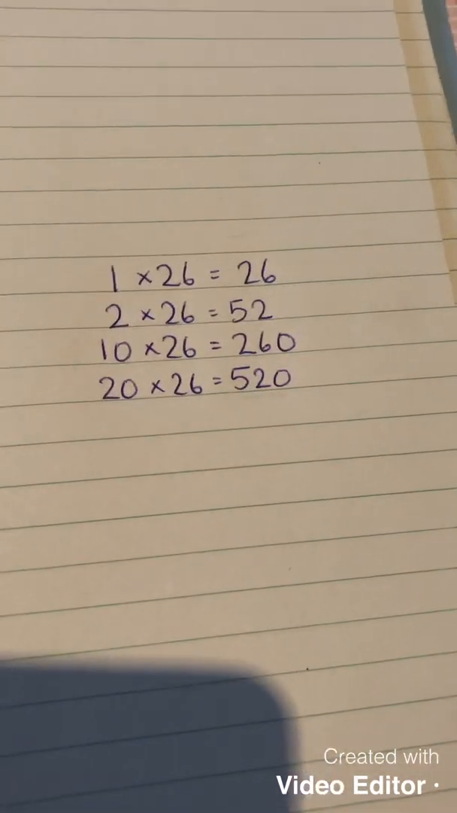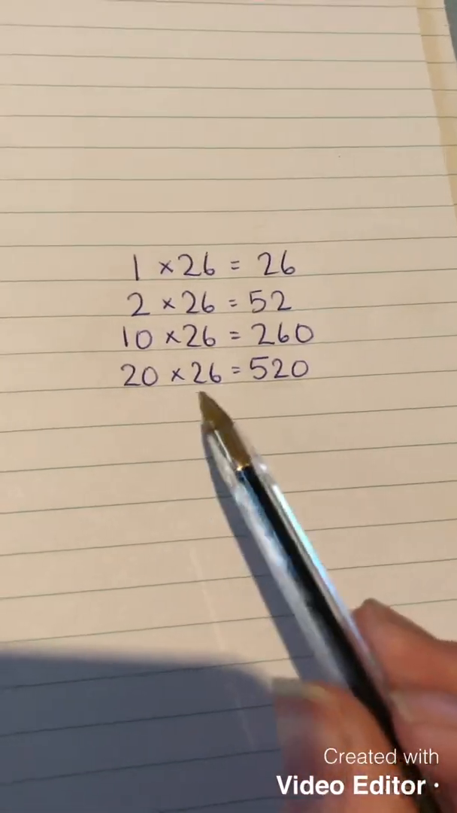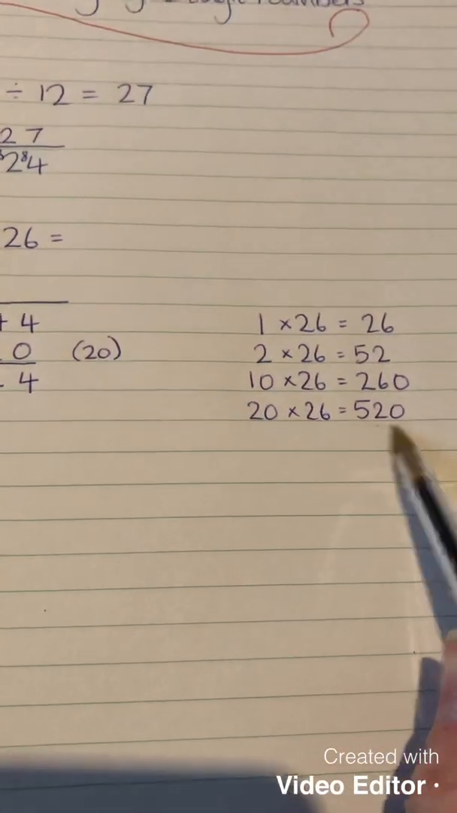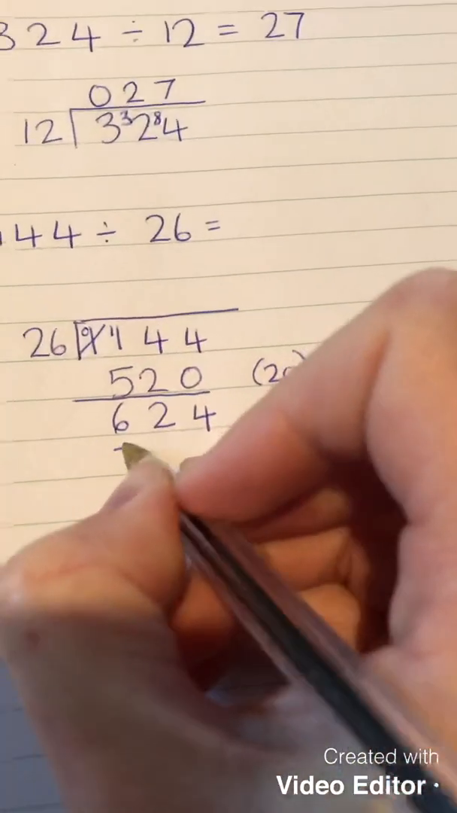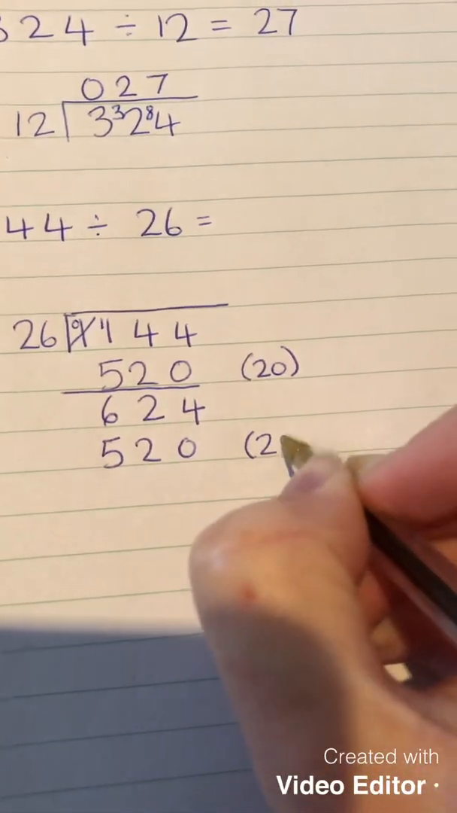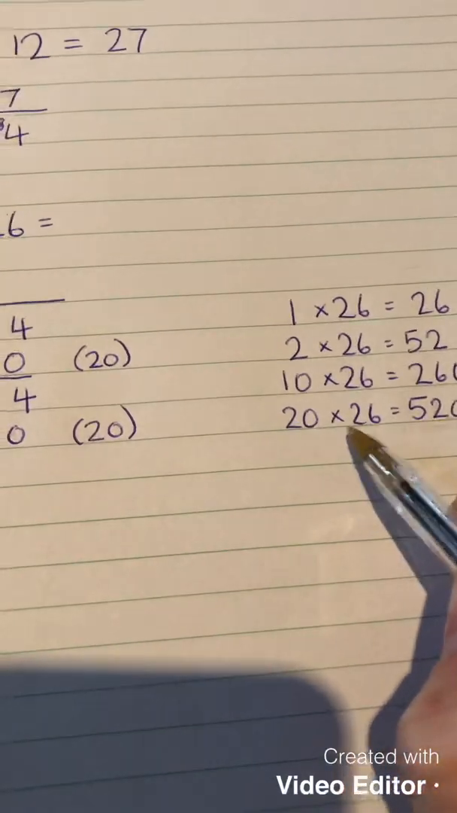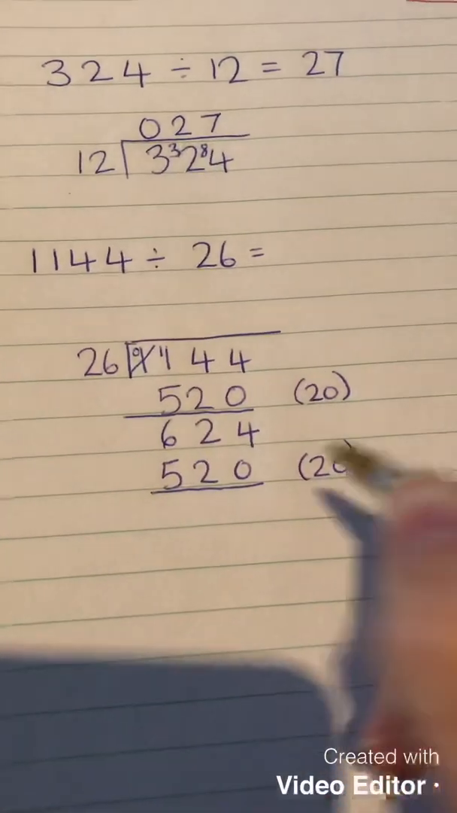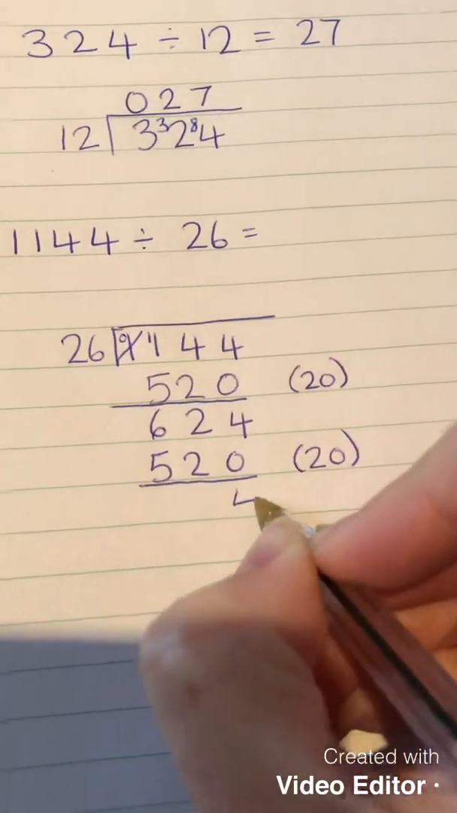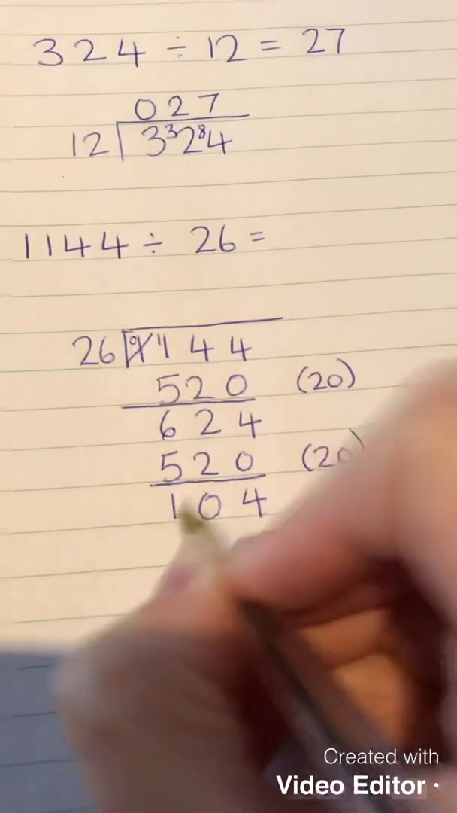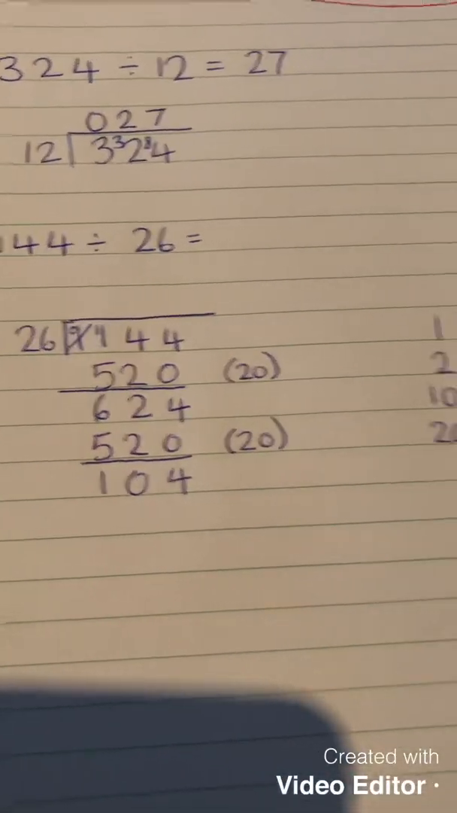So I'm going to have a look at my chunks. And actually the biggest chunk I can take away from 624 is another chunk of 520. So I'm going to do another 520, and remember to put in brackets that that is 20 lots of 26 makes 520. And when I subtract that, I do 4 take away 0 is 4, 2 take away 2 is 0, 6 take away 5 is 1. So I'm left with 104.